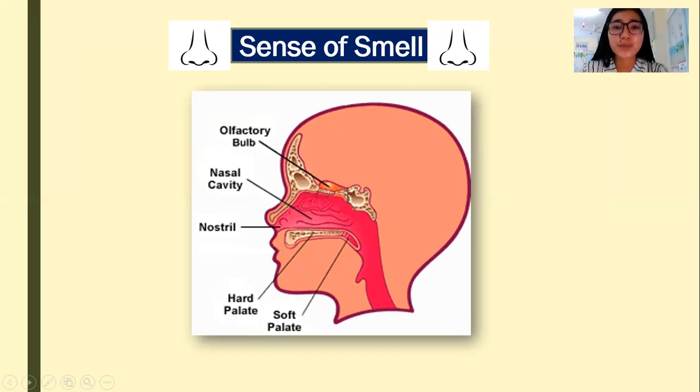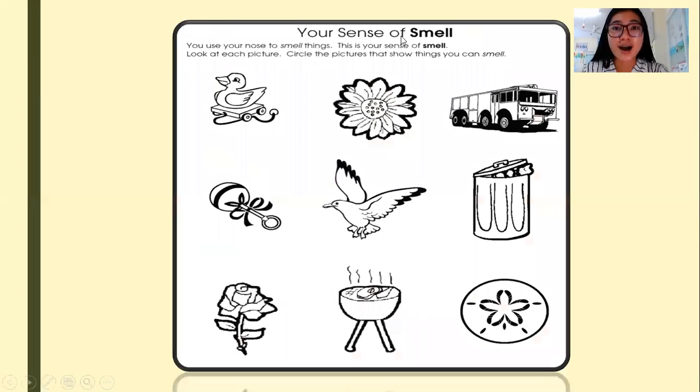Now, to remember more, let's practice about the sense of smell. All right. So it says here, your sense of smell, you use your nose to smell things. This is your sense of smell. Look at each picture, circle the pictures that show things you can smell. Okay, so in this picture, we are going to encircle the picture which you use your nose to smell. Okay, so let's answer these pictures.